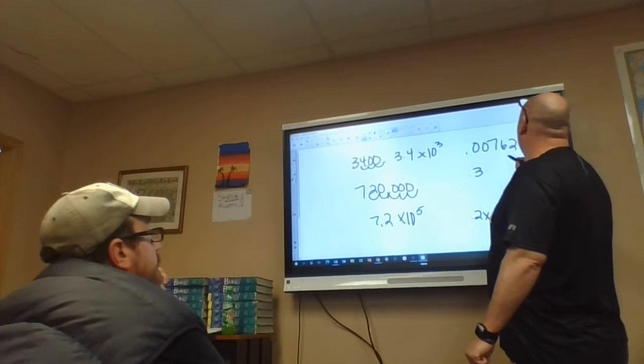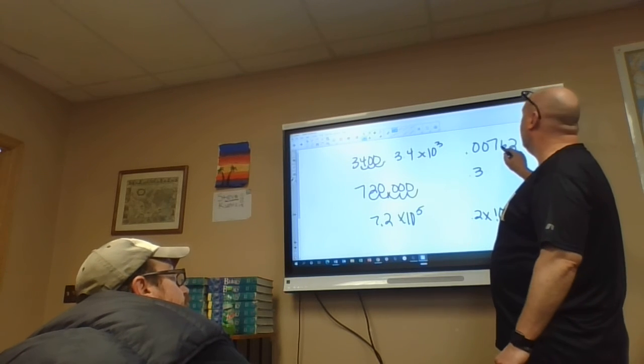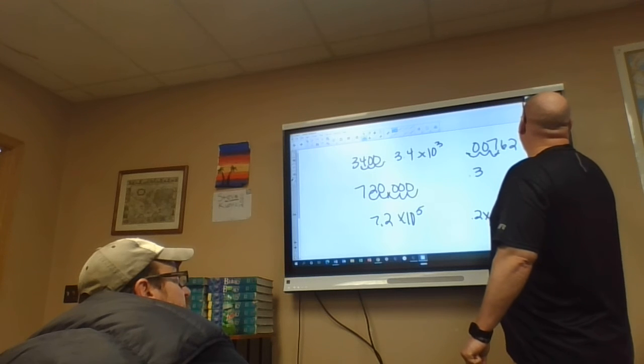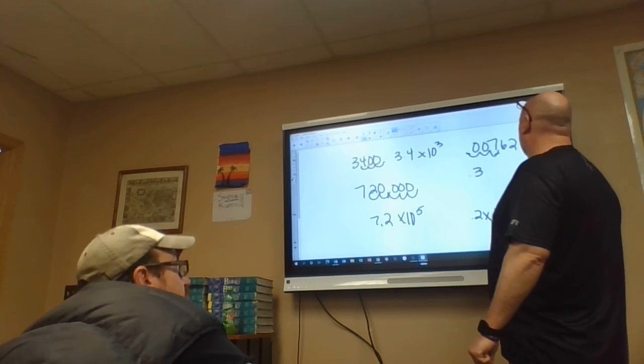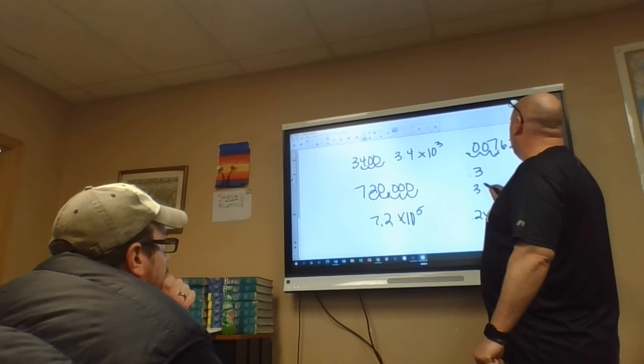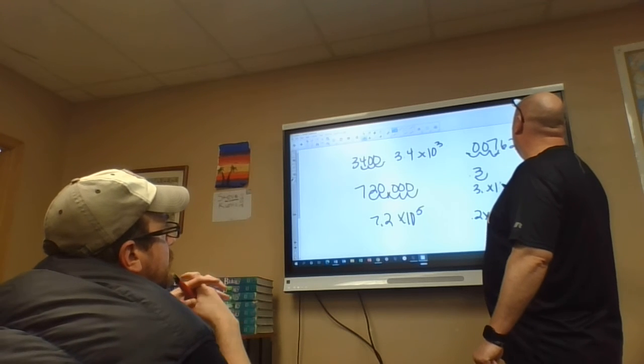Negative ones. Once again, 7.62, right? One number in front. And I moved it 1, 2, 3. So I write 10 to the negative third. Okay. Point 3. Three's my number, and I moved it over one, right? So that would be 3 times 10 to the negative 1.